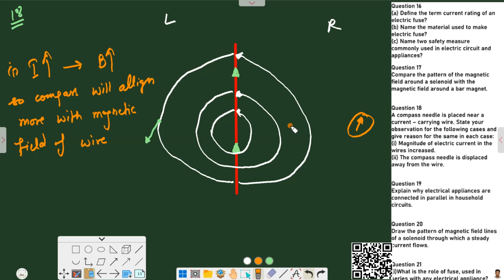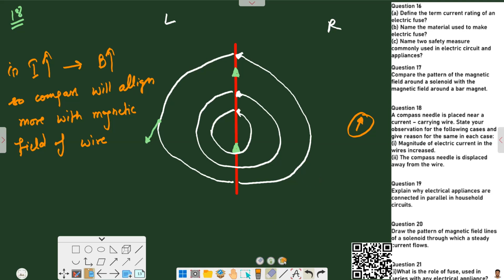And as we move it out of the magnetic field of the wire, it will orient itself according to the magnetic field of Earth. So the compass orients itself according to the nearby magnetic field. When it is in the magnetic field of the wire, it will behave according to the magnetic field of the wire, and when it is out of the magnetic field of the wire, it is in the magnetic field of Earth. So it will behave according to the magnetic field of Earth. Okay. So with this, question number 18 is complete.